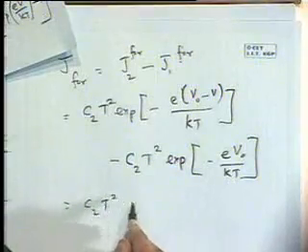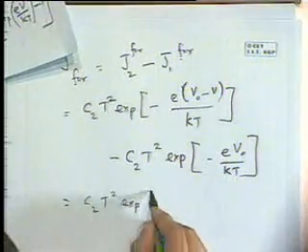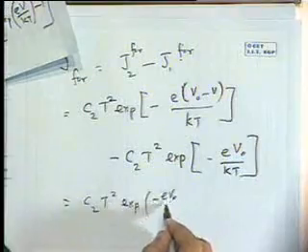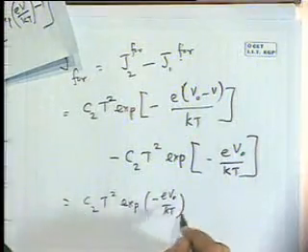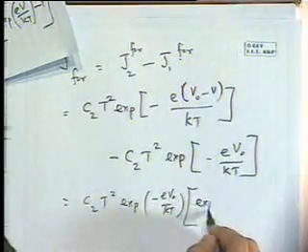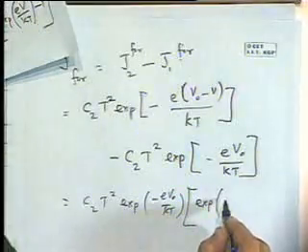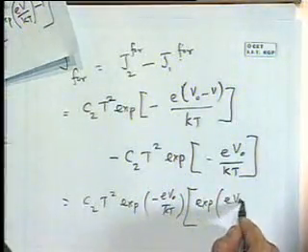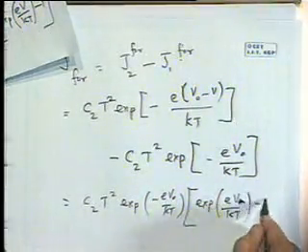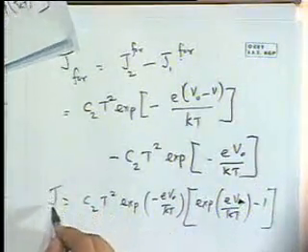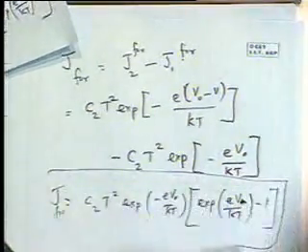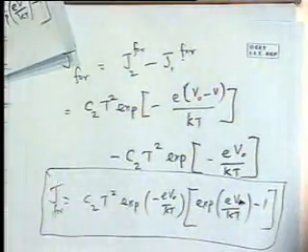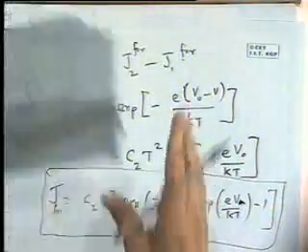C2 T squared exponential minus EV naught by kt, exponential EV by kt minus 1. Very good. Okay. Under forward bias, then we've got what the current flow looks like.